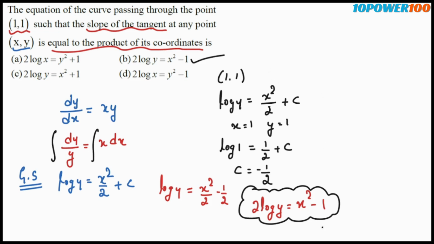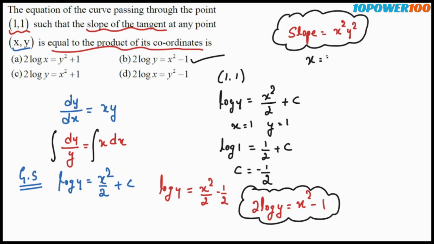Now, same like this, if I give you one more question, I want you to find the general equation where slope is equal to the product of x square into y square. If you can find the particular solution for this at x is equal to 1 and y is equal to 1, find the particular solution and comment your answers in the comment section.